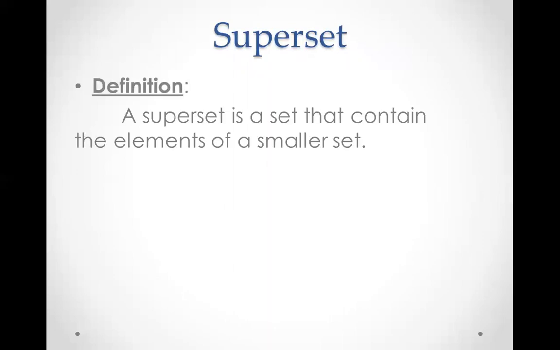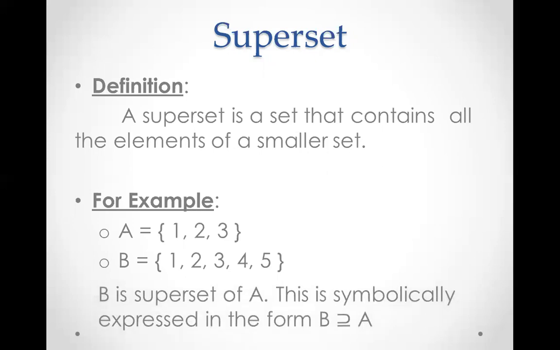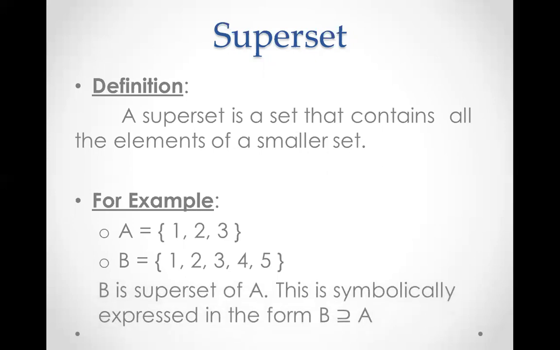Superset. Superset is a set that contains all the elements of a smaller set. For example, A is equal to {1, 2, 3}. Now B is equal to {1, 2, 3, 4, 5}. The smaller set is A that contains only 3 elements, while the bigger set is B that contains 5 elements. Now all the elements of A are present in B. So the superset is B. B is a superset of A. This is symbolically expressed in the form B is the superset of A.